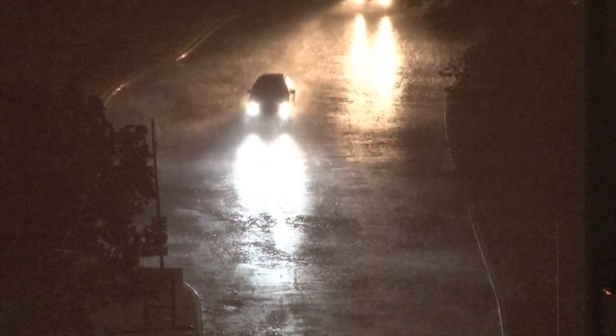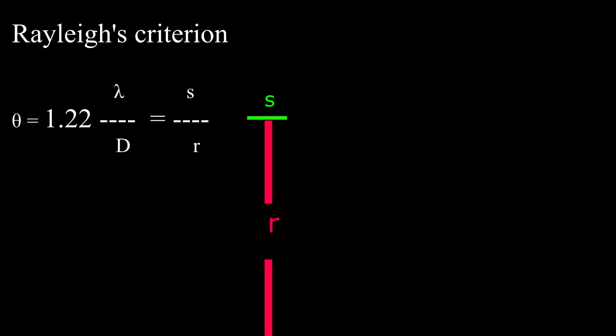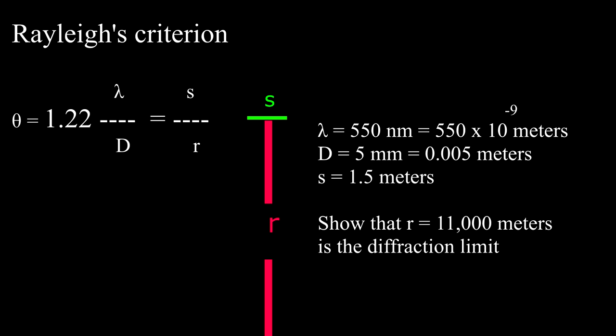In this case, the arc length s is the distance between the two headlights. R is the distance between you and the two headlights. We want to solve for R. We'll take the wavelength lambda to be the middle green color, 550 nanometers, which is 550 times 10 to the minus 9th meters.